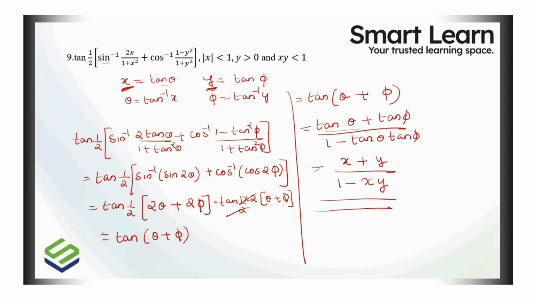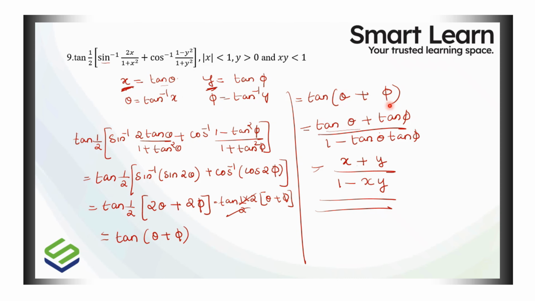Next question. Tan of 1 by 2 into sin inverse of 2x by 1 plus x square plus cos inverse of 1 minus y square by 1 plus y square. Here what you are doing is you put x as tan theta, because you know 2 tan theta by 1 plus tan square theta is sin 2 theta. Here you put 1 minus tan square phi by 1 plus tan square phi, that is also the cos 2 phi formula. So you will get tan of 1 by 2 into sin inverse of sin 2 theta plus cos inverse of cos 2 phi. Sin inverse of sin 2 theta is 2 theta, cos inverse of cos 2 phi is 2 phi. Here 2 you can take common, so 2 cancels, so you will get theta plus phi.